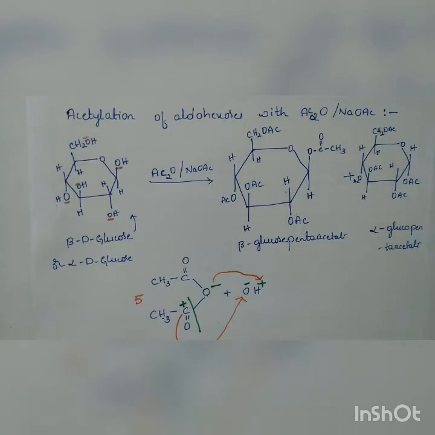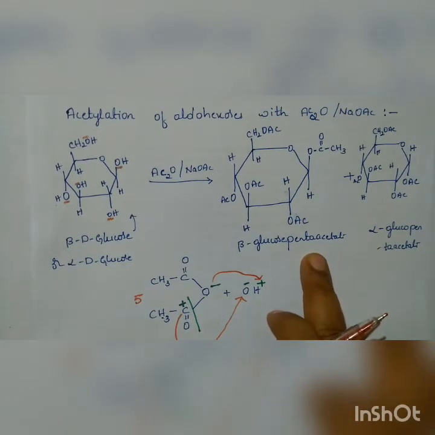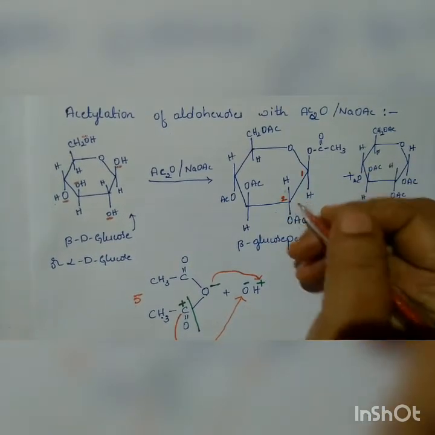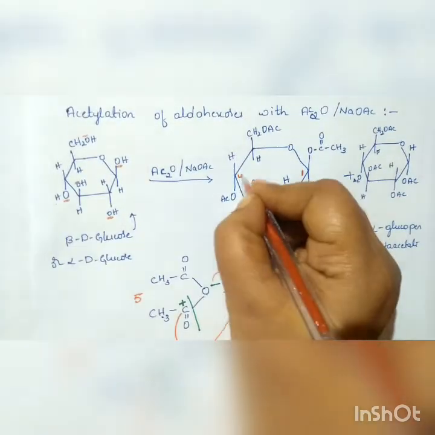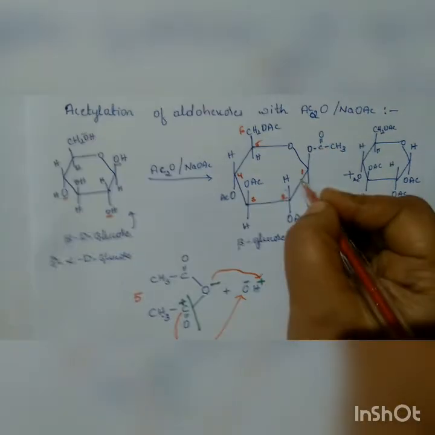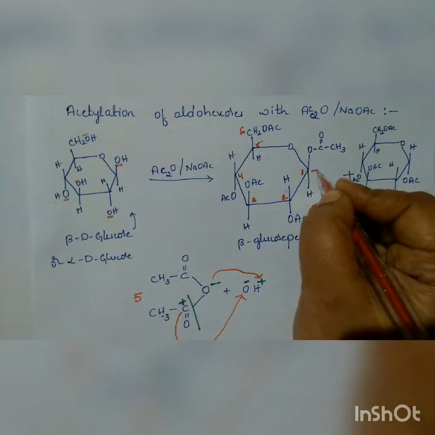That is, if hydroxylamine is being added, and if an aldehydic group is there, then it should form an oxime. But when glucose pentaacetate is there, it is not going to show the reactions of aldehydes. Why is it so? This is our first carbon, this is our second, third, fourth, fifth and sixth. So the first carbon is our aldehydic carbon.